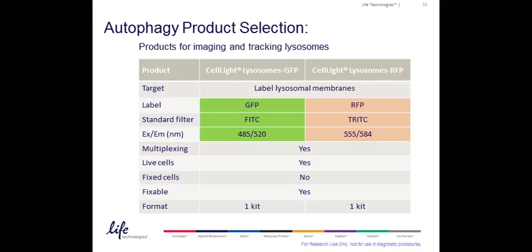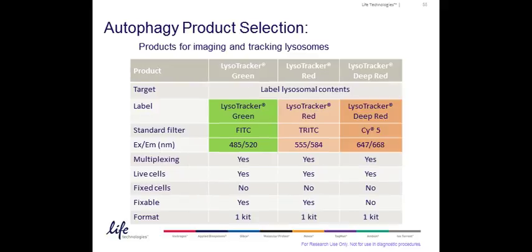We can also just conclude by looking at some of the selection guides for the lysosomes. Here we have the properties of the lysosome GFP and RFP. Again, these can be used to multiplex as well as label live cells. And of course, they can be fixed if one wants to combine with an antibody.